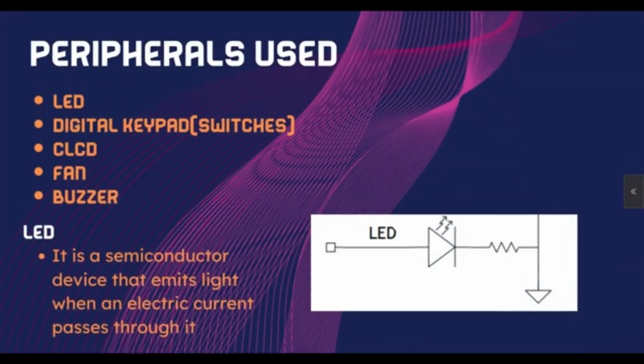There is a list of peripherals that are used with the microcontroller. They are LED, digital keypad, CLCD display, a fan, and a buzzer. An LED is a semiconductor device that emits light when electric current passes through it. This is the picture and representation of an LED. We can call it the LED symbol.